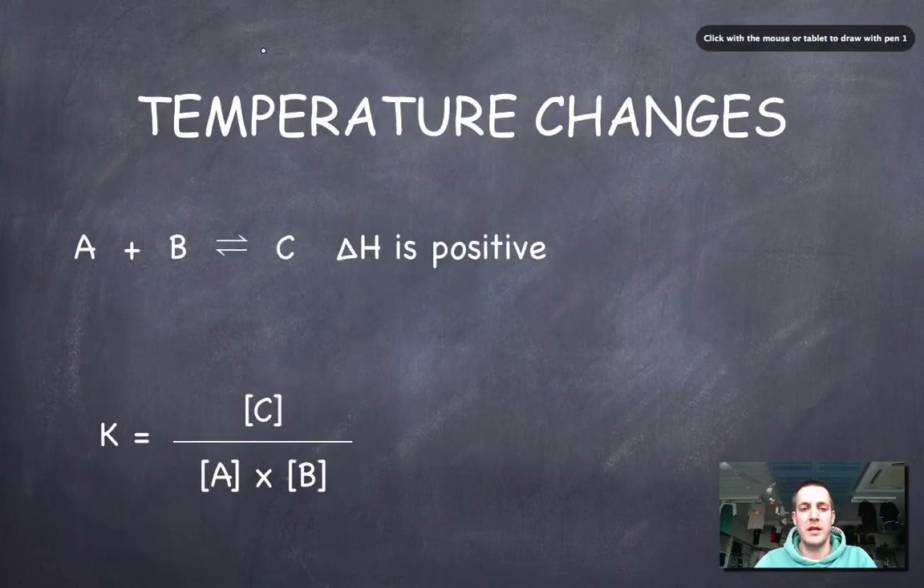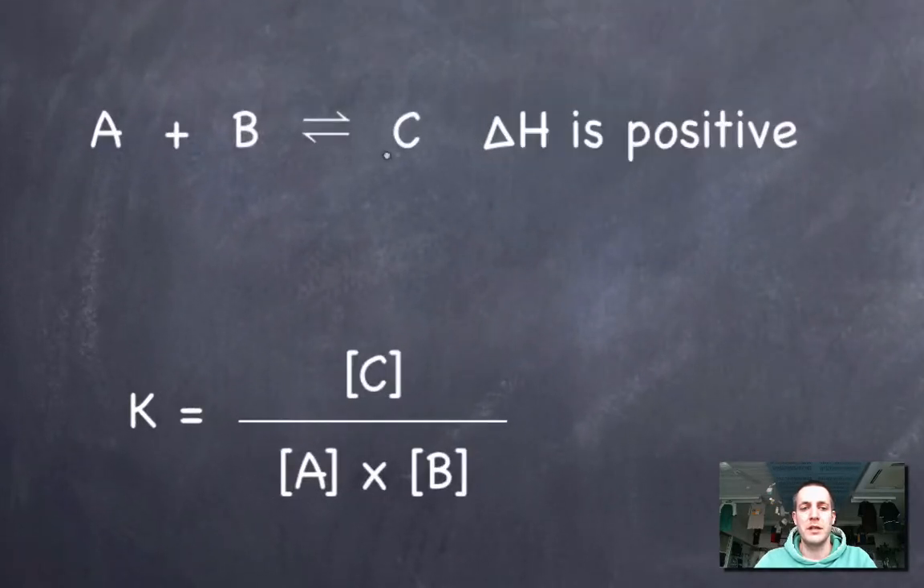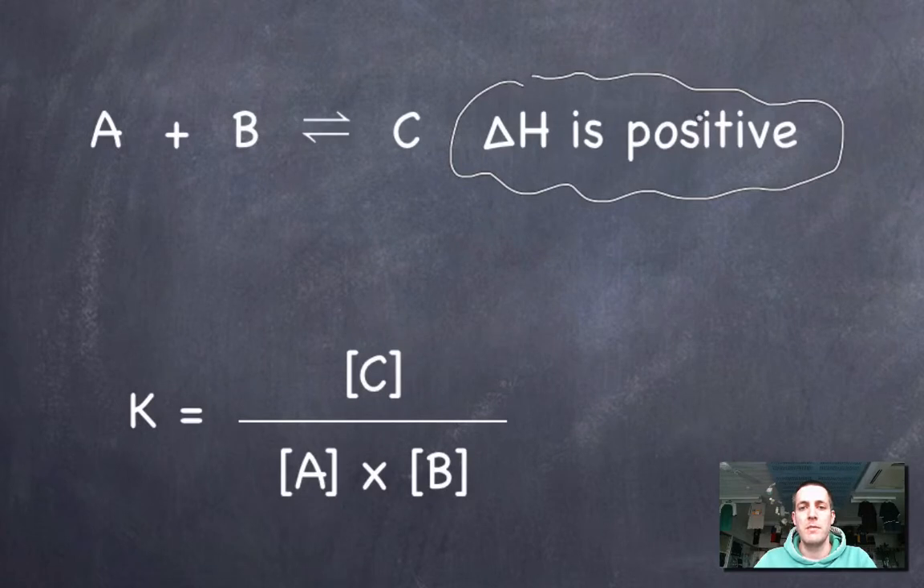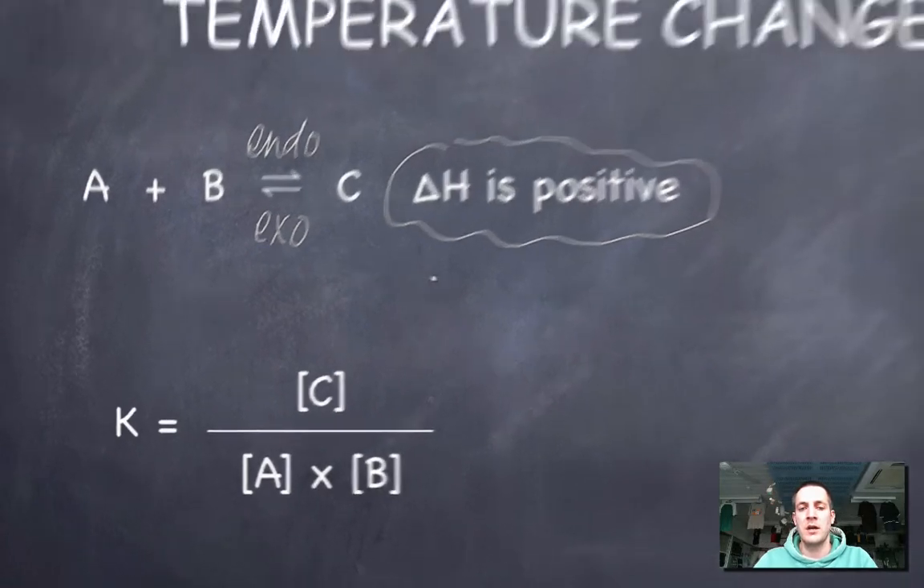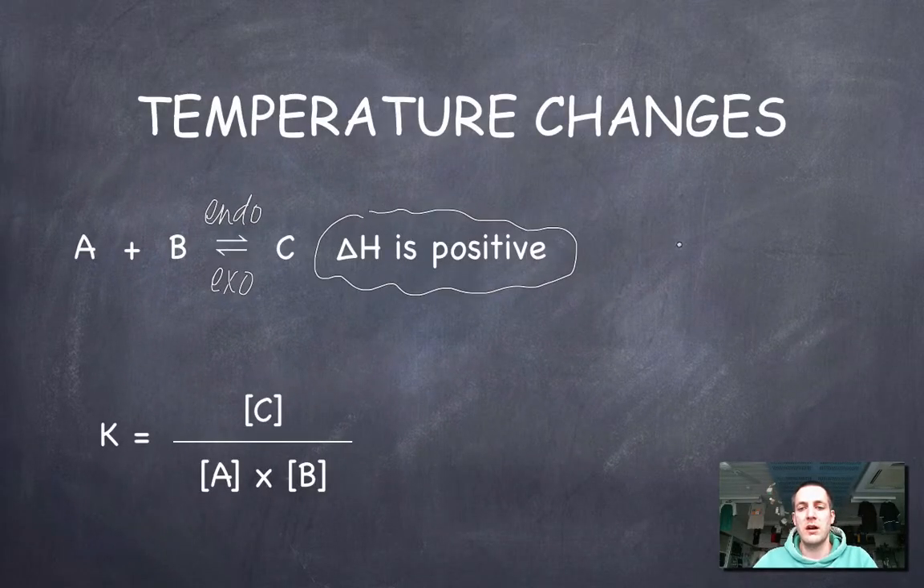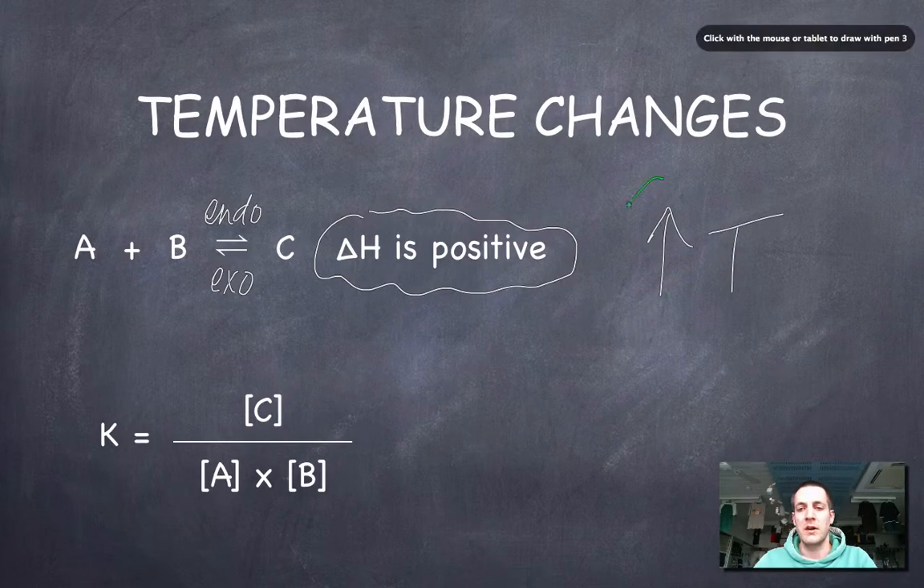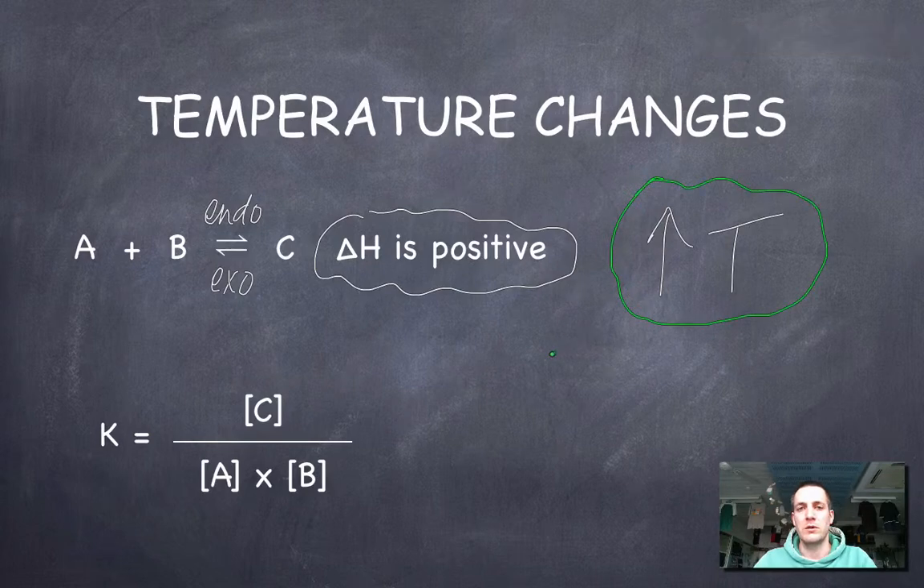And in this particular example, we've got A and B turning into C, and the enthalpy change for the reaction is positive. Remember, this refers to the forward process, and it should tell us that the forward process is endothermic. Okay, and the backward process is exothermic as a result. Okay, so let's just say that I've increased the temperature. What effect is an increase in temperature going to have on the value of my equilibrium constant?